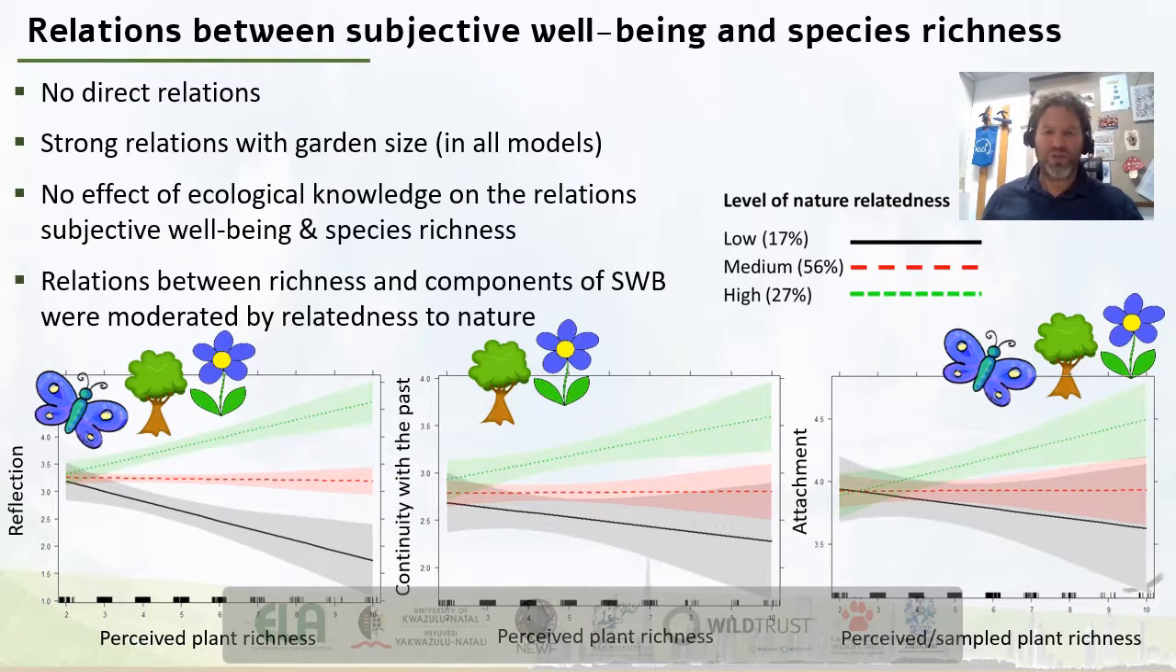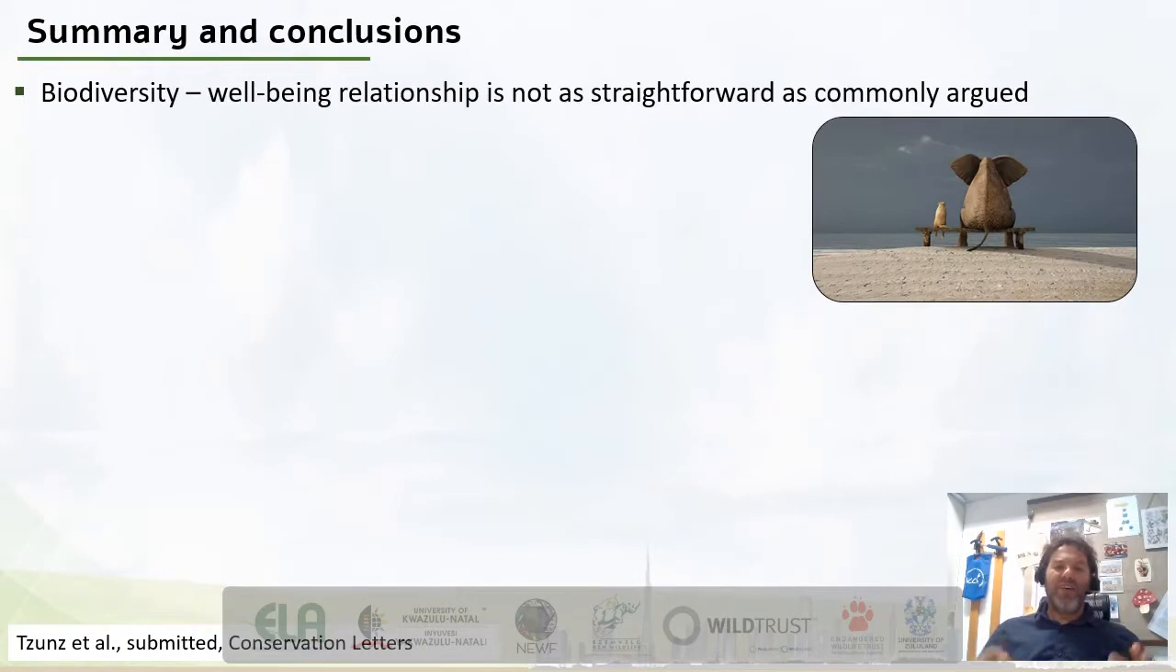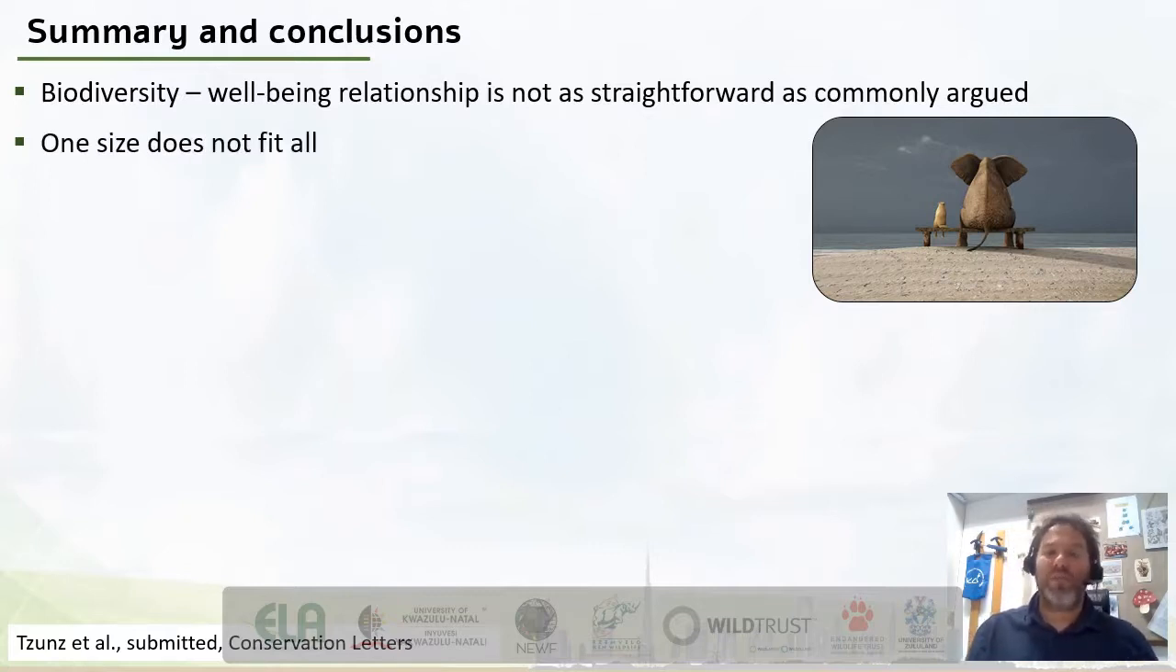So what do I take home from this complex result? First of all, that the biodiversity and well-being relationship is not as straightforward as we would like it to be, and unlike what is found for the relationship between nature or even green space and health and well-being, for biodiversity it's more complex, and this should be considered. And we need to recognize that one size may not fit all, and some people can even suffer from rich gardens, and therefore when we want to promote some policies, we need to be very careful.